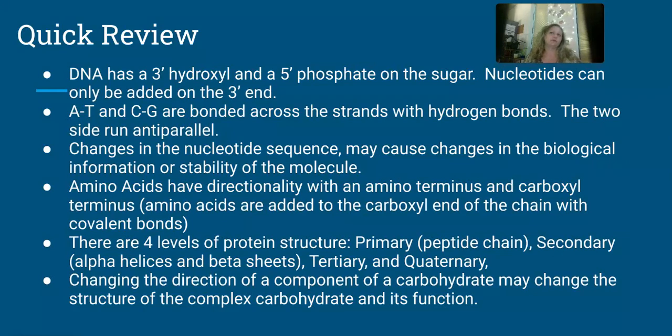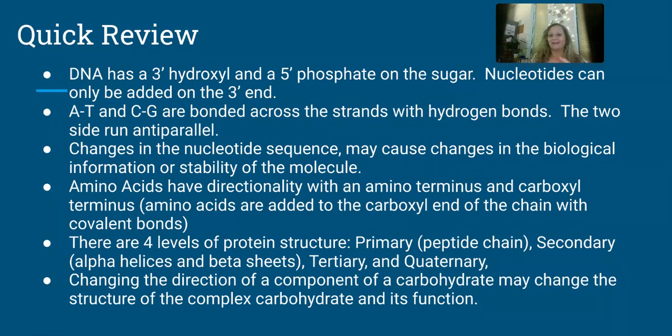So let's do a quick review of what we learned in this video. DNA has a 3' hydroxyl and a 5' phosphate on its sugar. Nucleotides can only be added to the 3' end, and they're going to be added with covalent bonds. Adenine and thymine pair, cytosine and guanine pair, and they are bonded with hydrogen bonds between the two strands that holds the anti-parallel sides together. If we change the nucleotide sequence, that's going to cause changes in the biological information or can cause the stability of the molecule to be compromised.